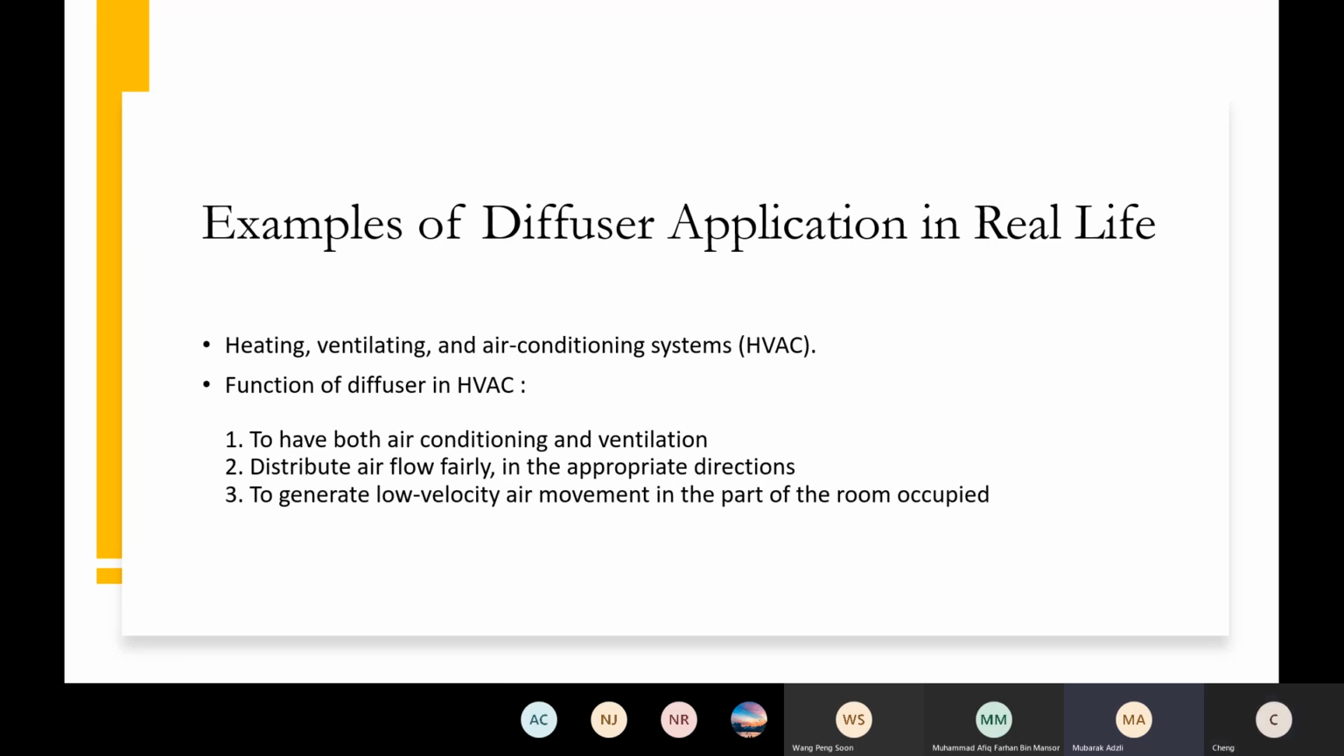Diffusers are very common in HVAC systems. Diffusers are used in both all-air and air-water HVAC systems as part of room air distribution subsystems and serve several purposes, such as providing both air conditioning and ventilation, distributing air flow fairly in the appropriate directions, and generating low velocity air movement in the part of the room that is occupied.